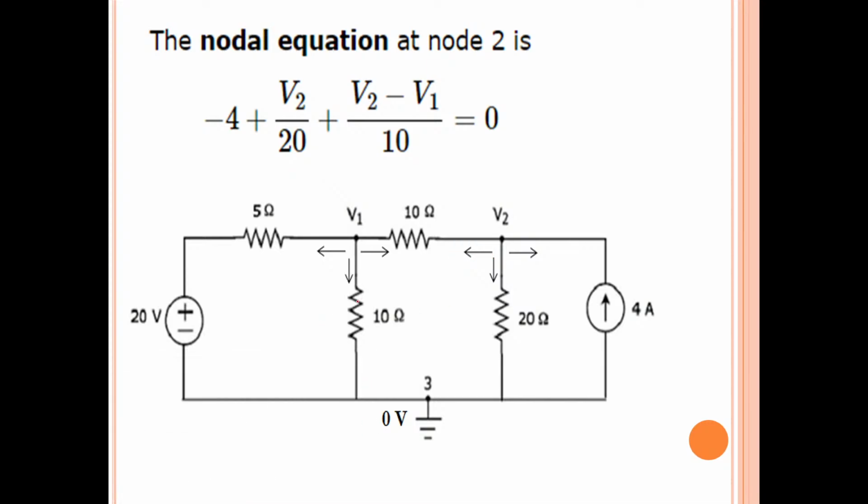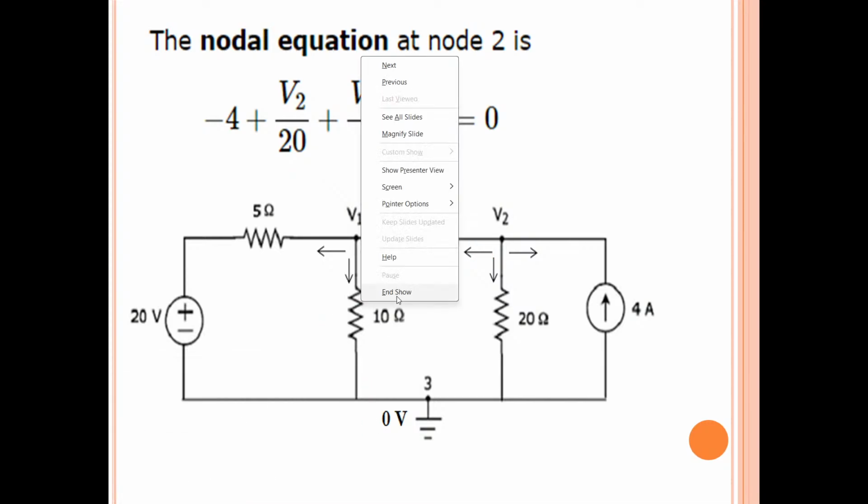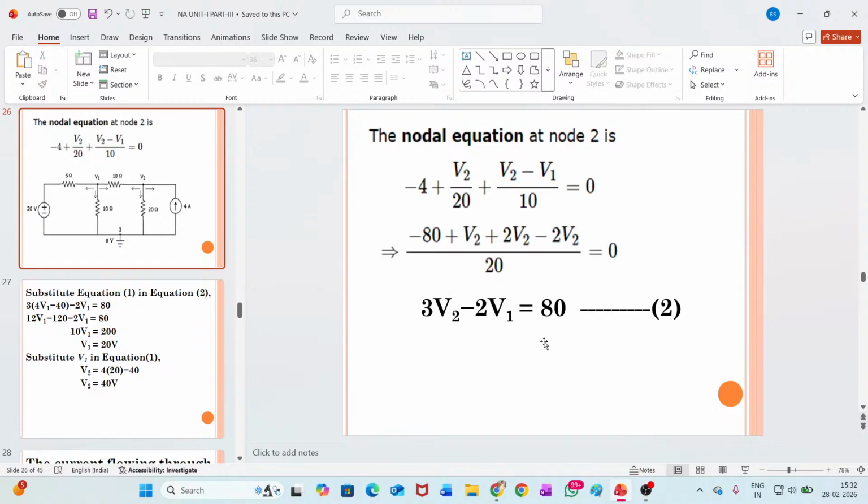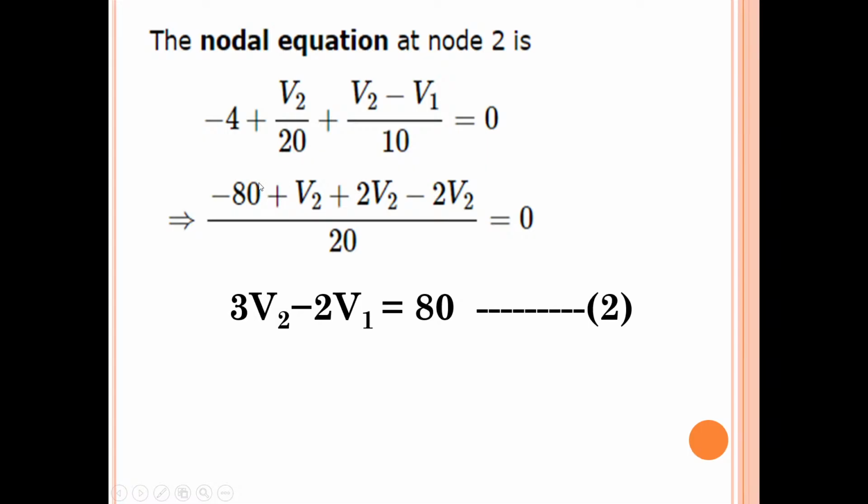So I will just remove this image from here. Okay, I have removed the image. Now just simplify this equation. You will get minus 80 plus V2 plus 2V2 minus 2V2 by 20 equal to 0. Here there are 3 V2 terms. Where is V1?